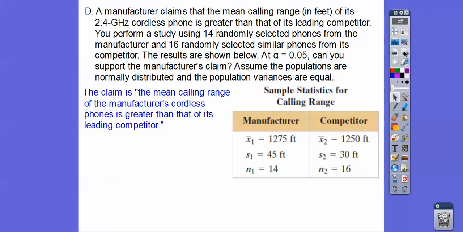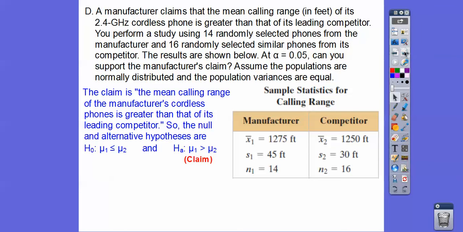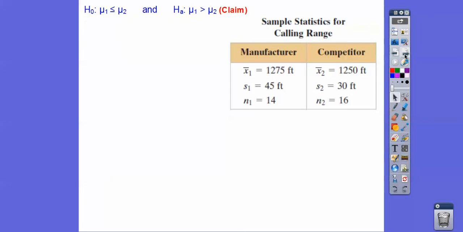So that's greater than, that is our alternative. We're going to say the mean of the first one is greater than the mean of the second one. The null always has the equal, so it's less than or equal to. So we're going to see if we can reject that. Okay, so here we go.